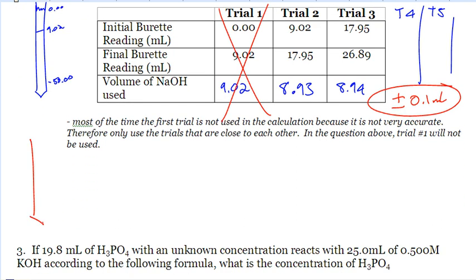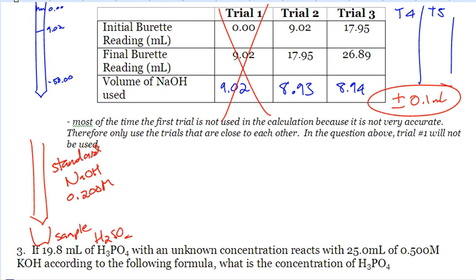We are going to have our burette. This is our standard. It was NaOH. It was 0.200 molar, I think it said. And our sample is down here. It was H2SO4. And it was 50 mils.